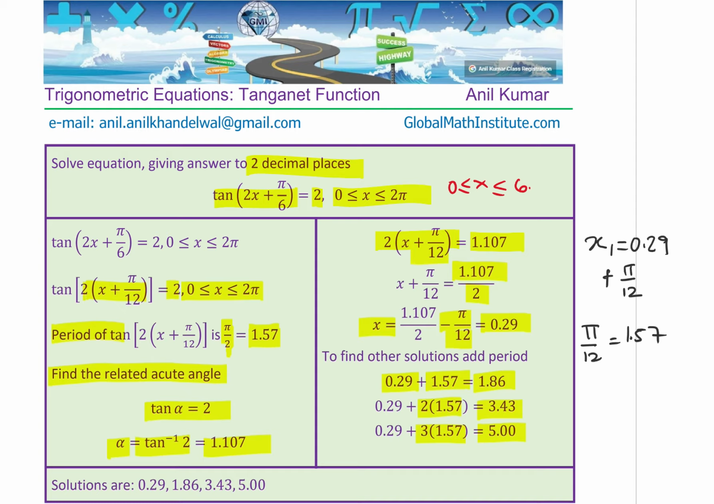2 times pi, 3.14 will give you this. So we get the final answer as these four values. Is it absolutely clear? So that becomes the solution for our question. Perfect. That is how we are going to solve this particular question and similar questions.